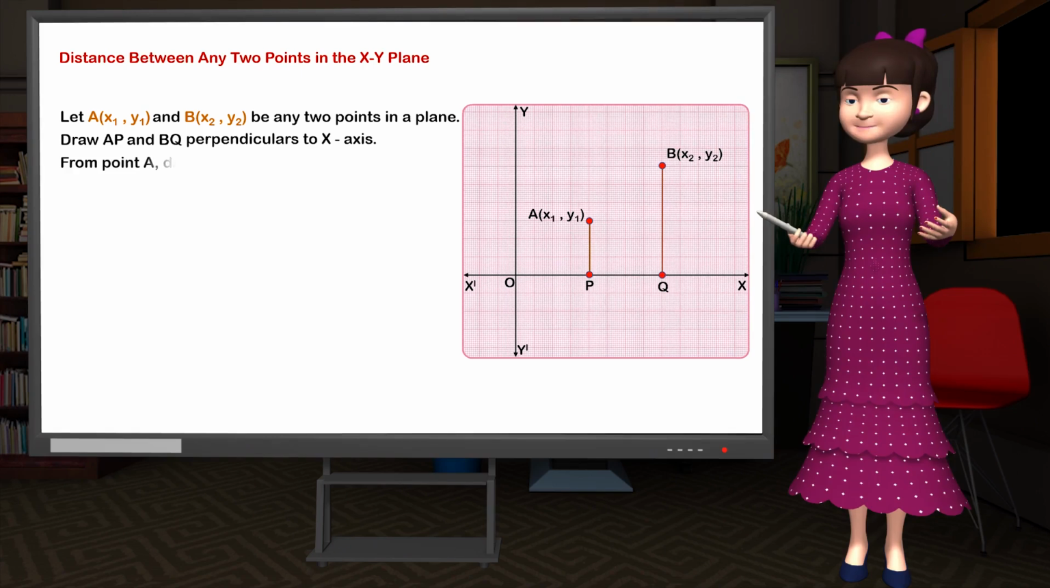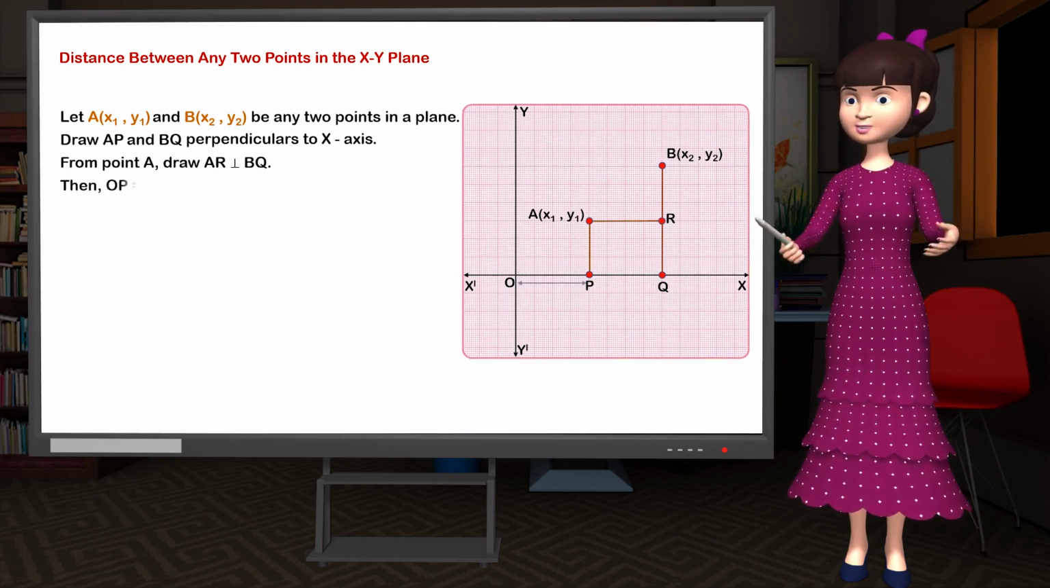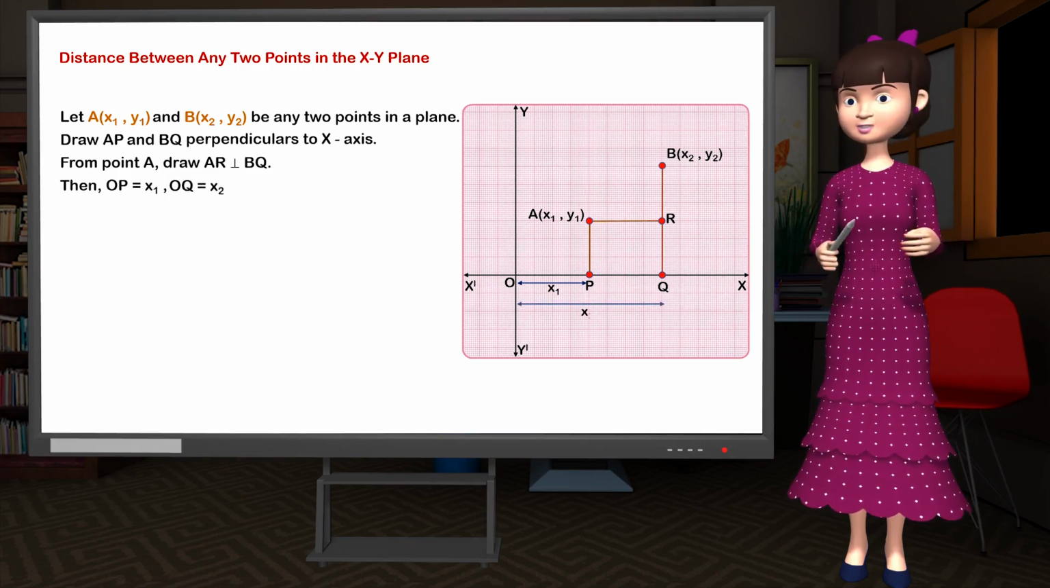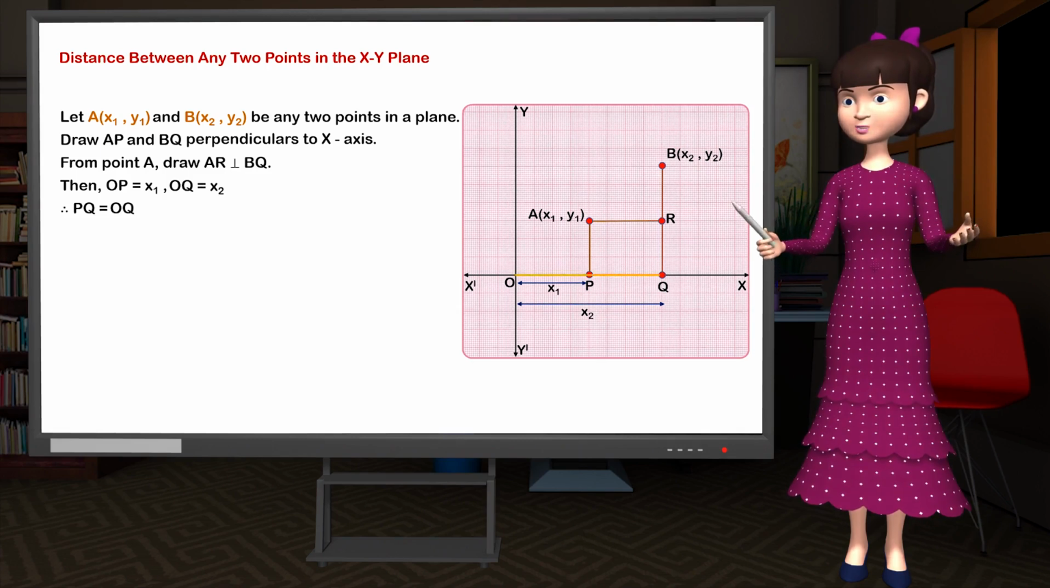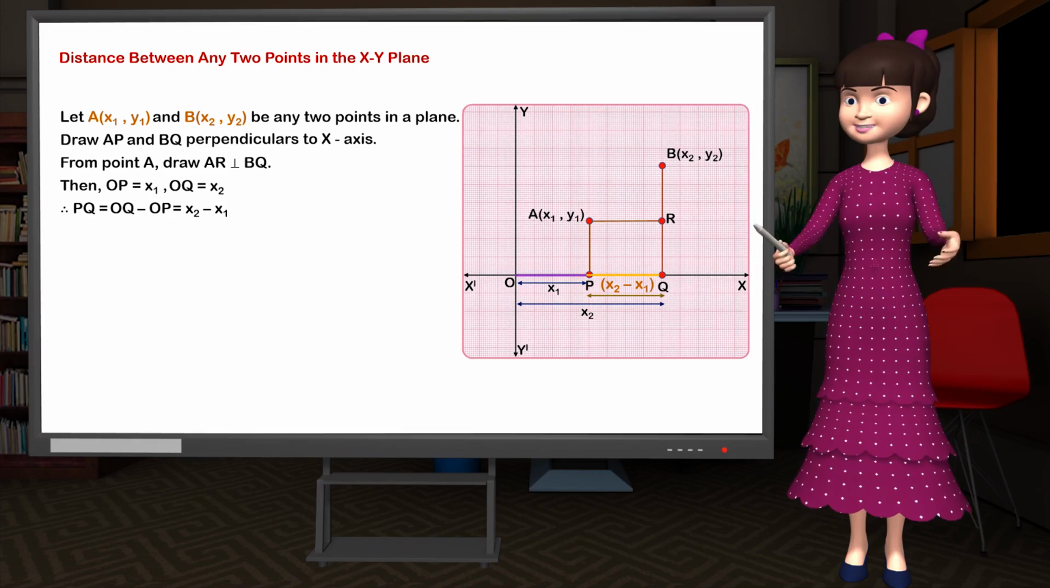From point A, draw AR, which is perpendicular to BQ. Then OP is equal to x1, OQ is equal to x2. Therefore, PQ is equal to OQ minus OP, that is x2 minus x1.